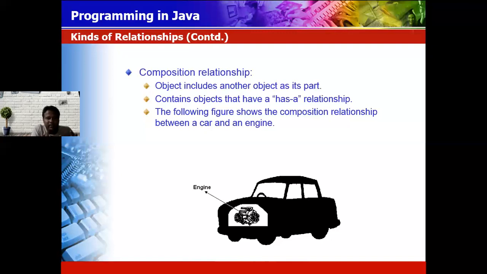A car contains an engine. If you remove the engine, then there is no use of this body. If you have only the engine, then you cannot move. So both are composed, then you can drive. So that is called a composition relationship. Means one object includes another object as its part. Car body contains the engine, so you can drive and you can move.